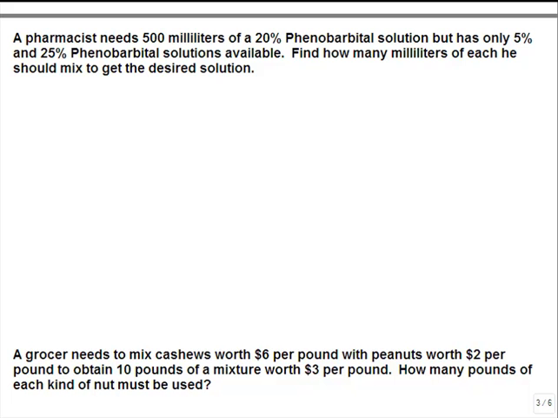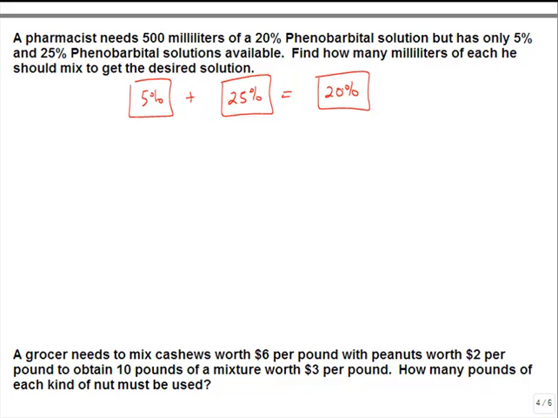This pharmacist wants 500 milliliters of a 20% solution by mixing a 5% with a 25% solution. And he's trying to get a 20% solution. So the 5% solution is going to dilute the 25% solution down to a 20. So in these boxes are kind of my rates, my concentrations.